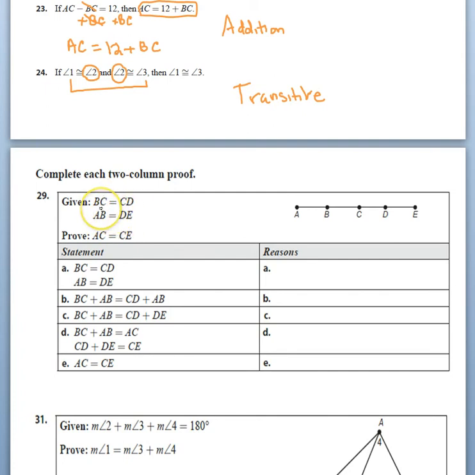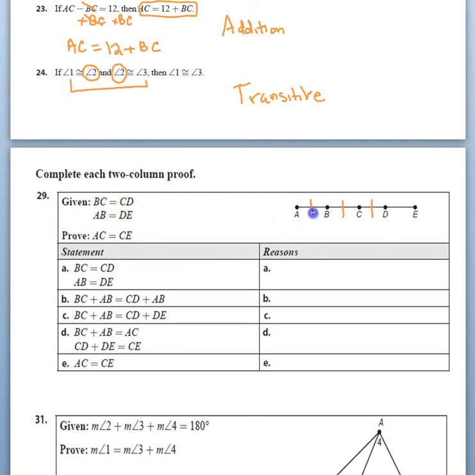Given that the length of segment BC equals the length of segment CD. How we indicate that is by a tick mark. We'd put one tick mark on BC and one tick mark on CD, and that shows that those two segments are the same length or the same measure. We also know that segment AB is equal to segment DE. Those two lengths are the same.